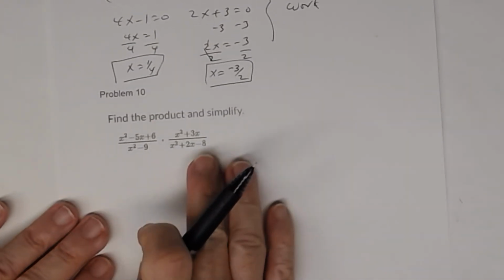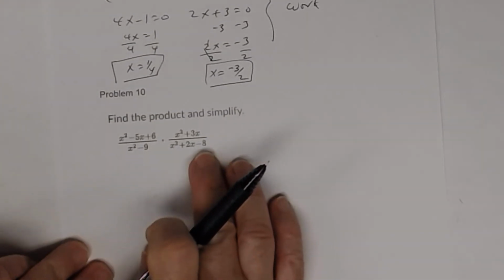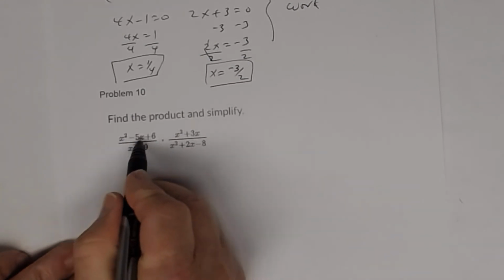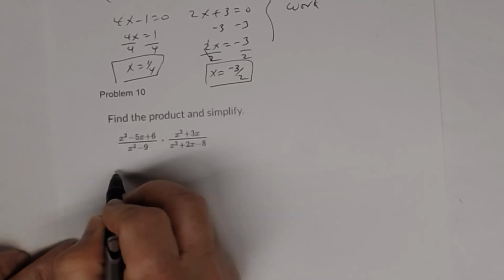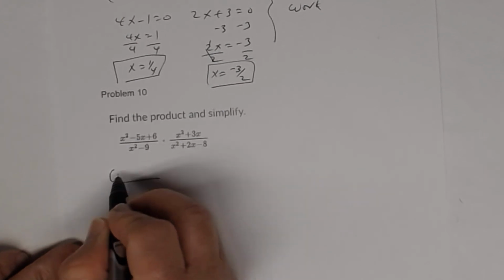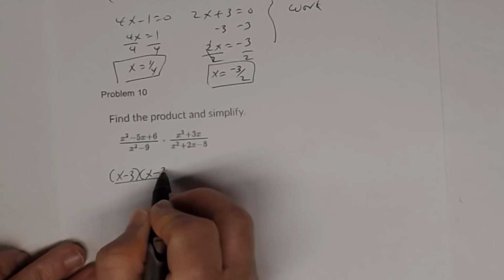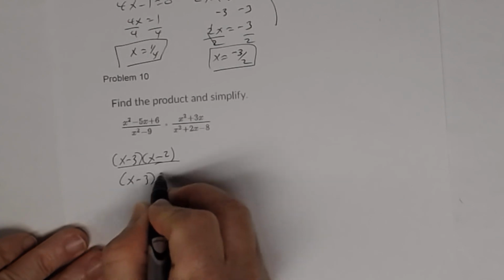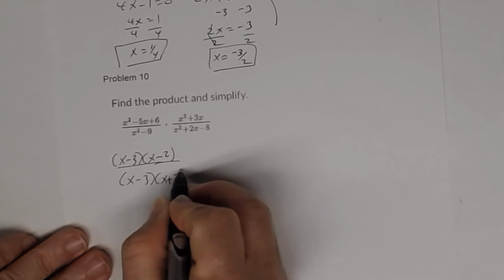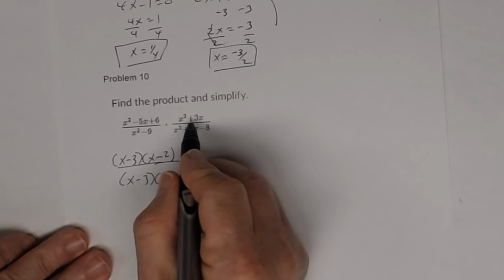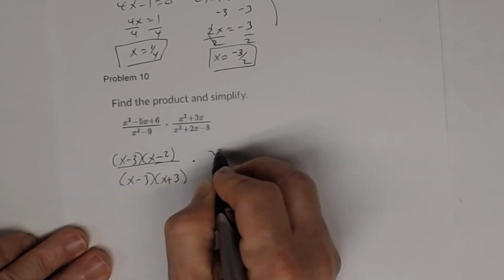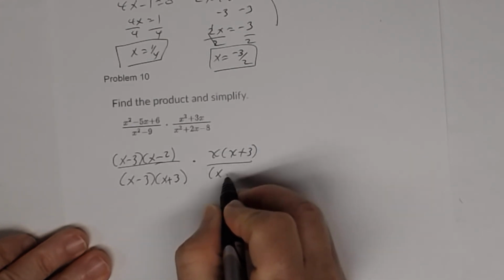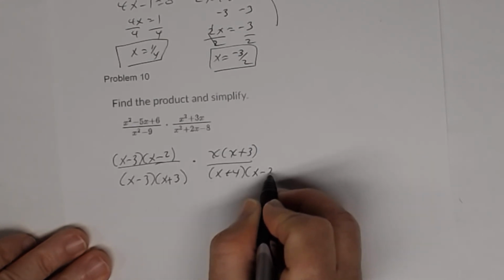All right, in number 10, you wanted to multiply these two rational expressions. So remember, in multiplying rational expressions, the first thing you have to do is factor. So let's go ahead and factor each of the numerators and each of the denominators. In the first numerator, I can factor that as x minus 3 times x minus 2. The denominator is a difference of 2 squares, so I can factor as x minus 3 times x plus 3. In the numerator here, I can factor out an x, so that's x times x plus 3. The denominator I can factor as x plus 4, x minus 2.